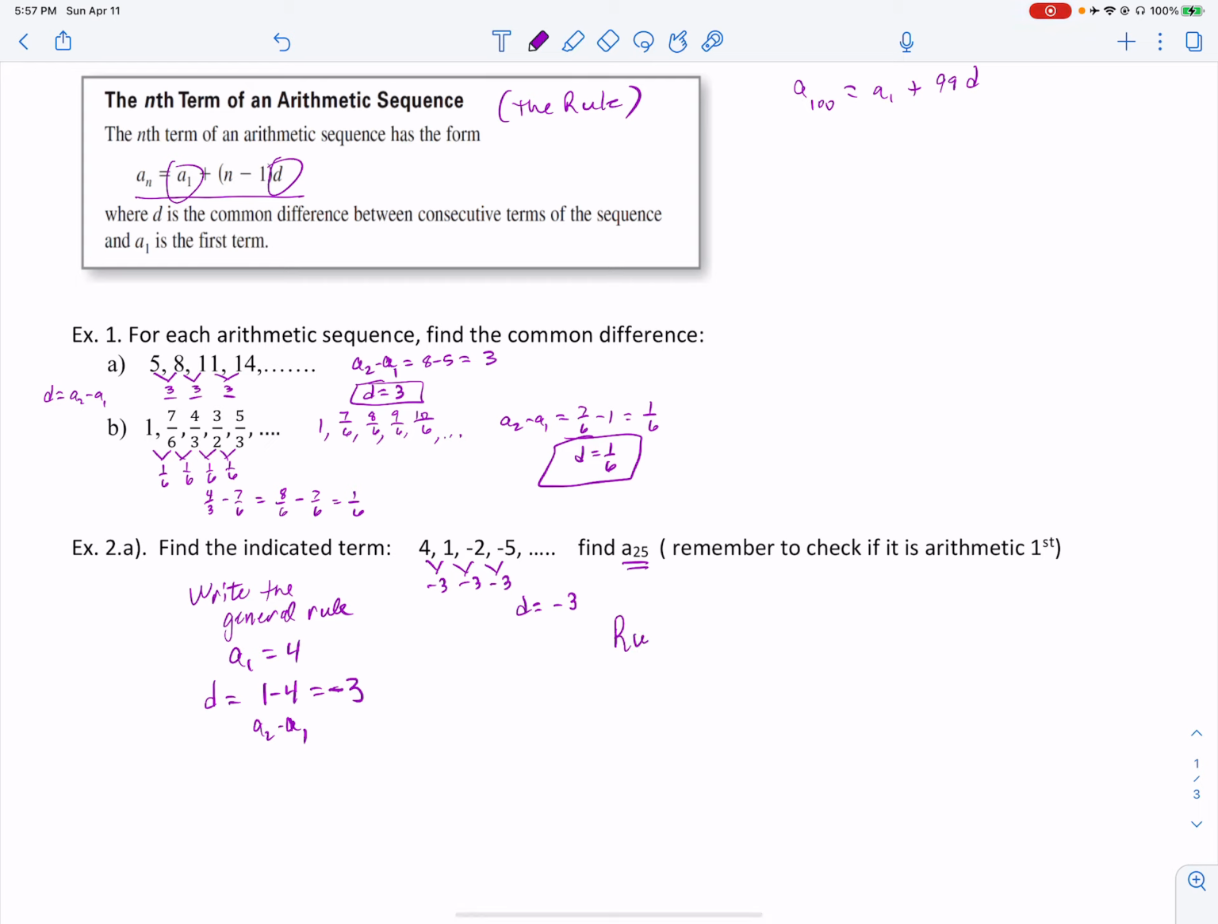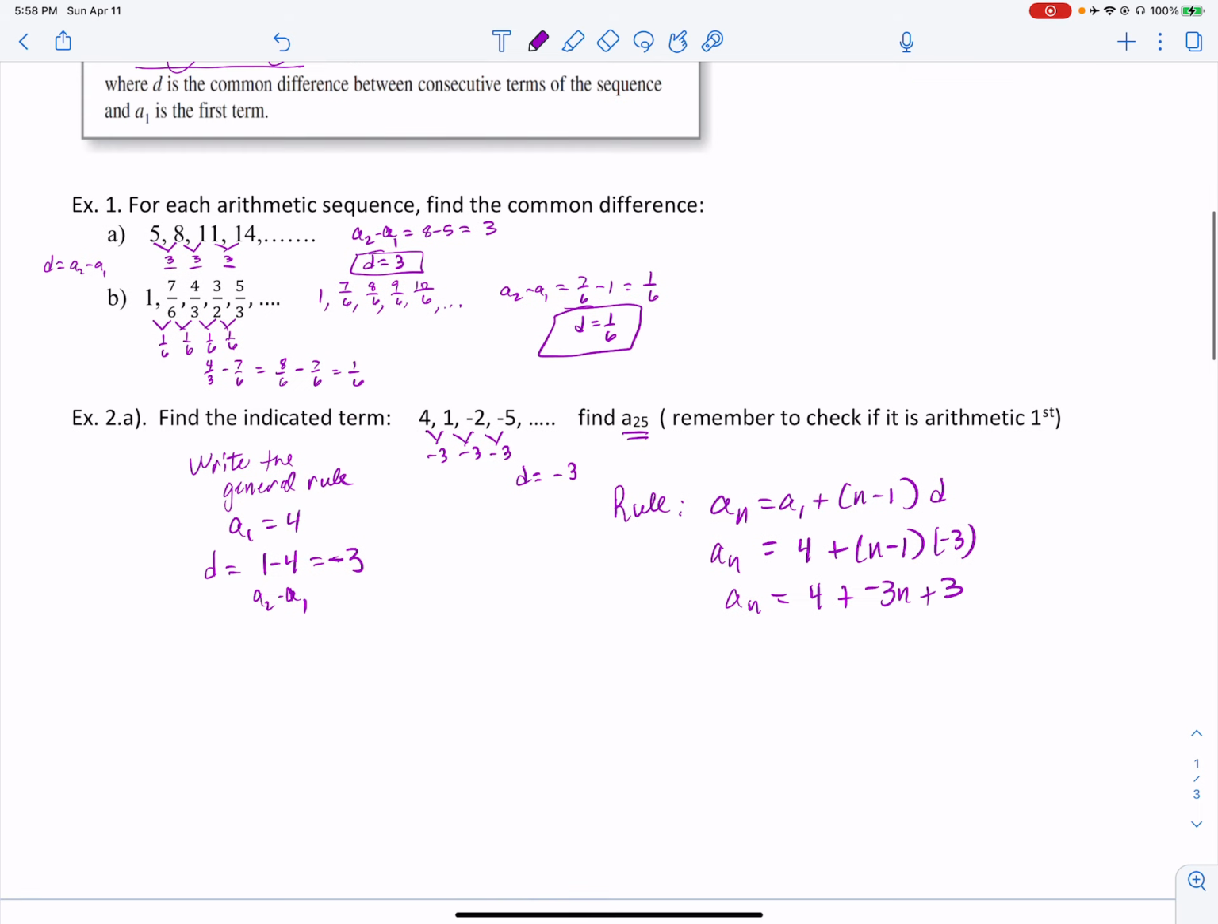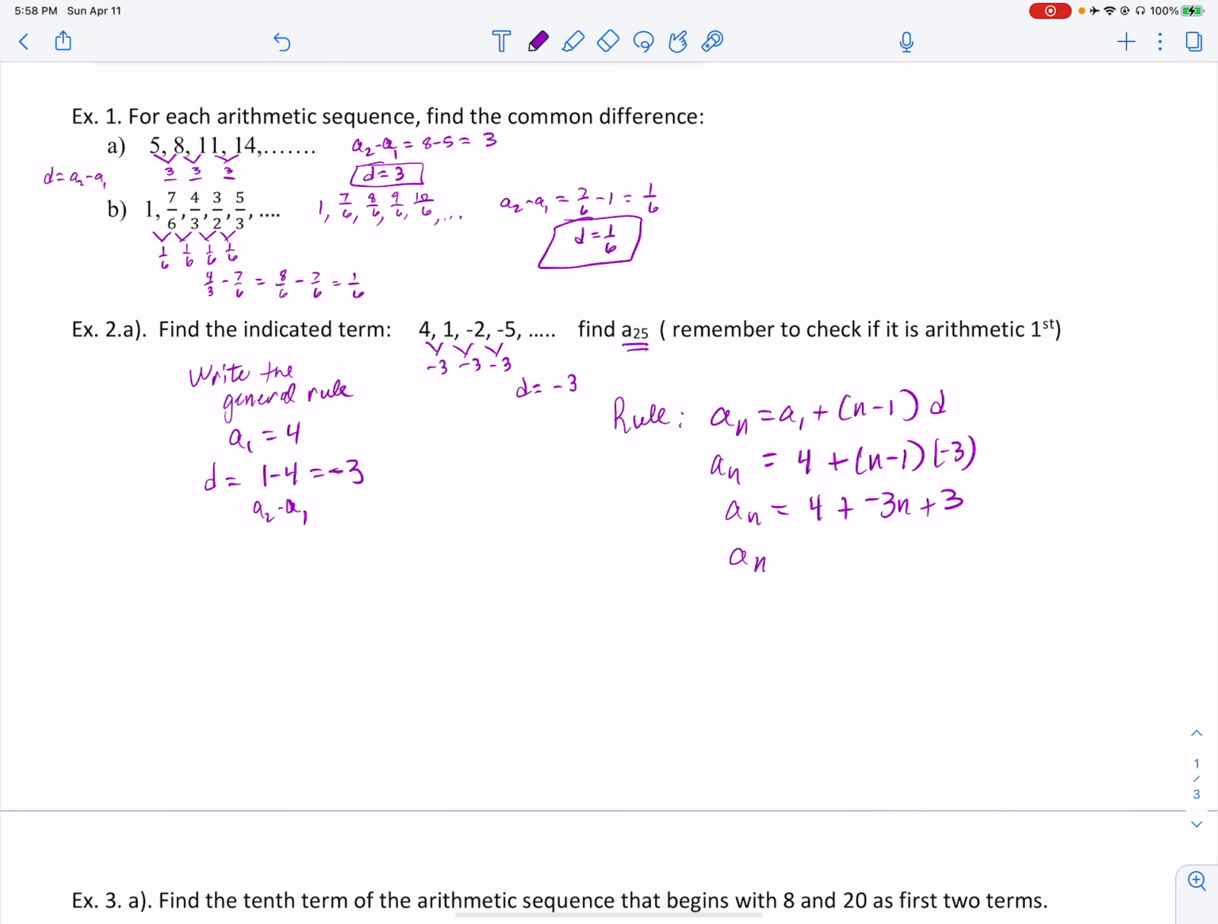So how I find the rule is use a sub n is a sub 1 plus n minus 1 times the common difference. And I can see my first term is 1, leave n minus 1 as n minus 1, and the common difference is negative 3. And then simplify. And the a sub n is negative 3n plus 7. And that's my general rule.